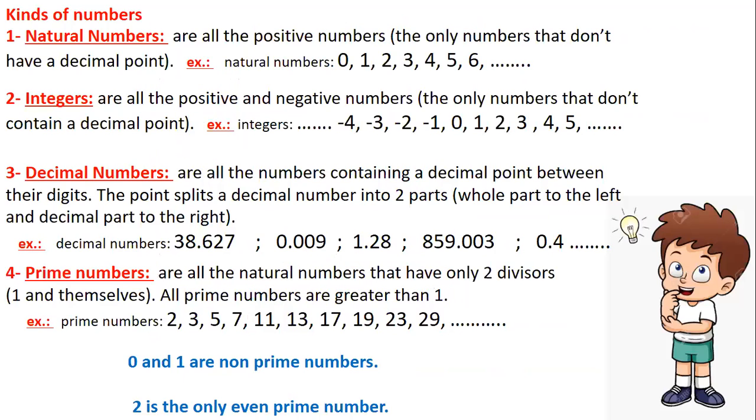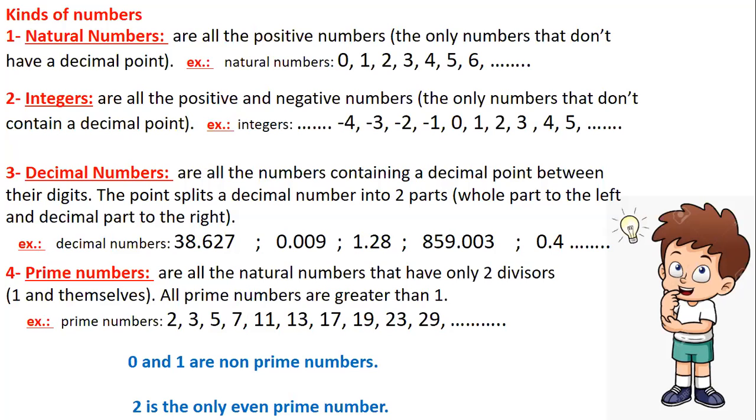First, I will start with kinds of numbers. A number in mathematics might be, number one, a natural number. When we talk about natural numbers, they are all the positive numbers that do not have a decimal point. Natural numbers example, 0, 1, 2, 3, 4, 5, 6. So all the positive numbers are natural numbers.